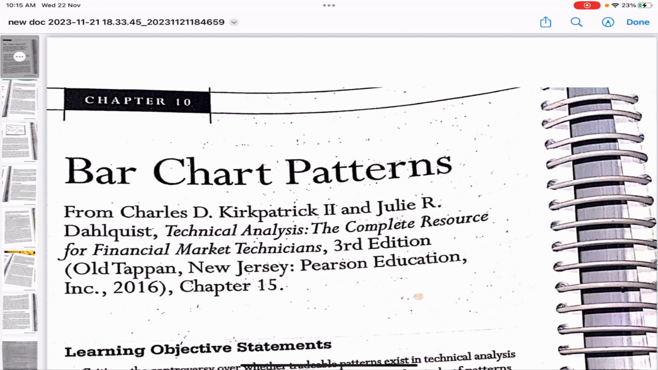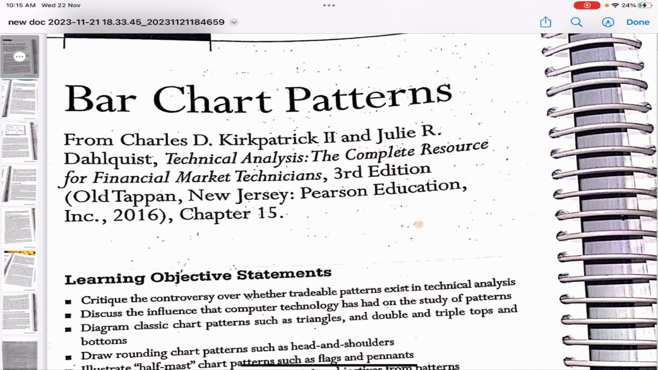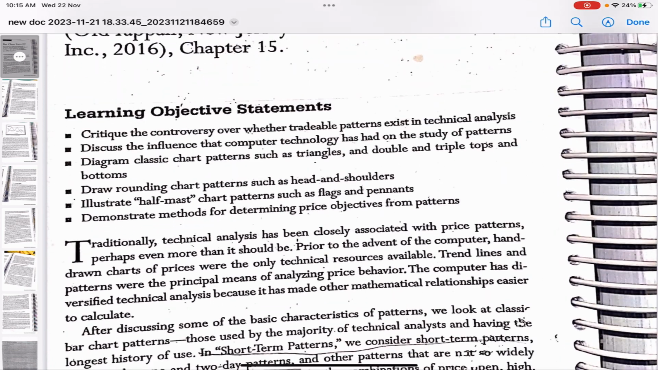So in this chapter we'll be seeing what bar chart patterns are. I know most of us use candlesticks and we don't really use bar charts, but bar charts have always been a very important part of the history of trading. So we'll be learning about these.